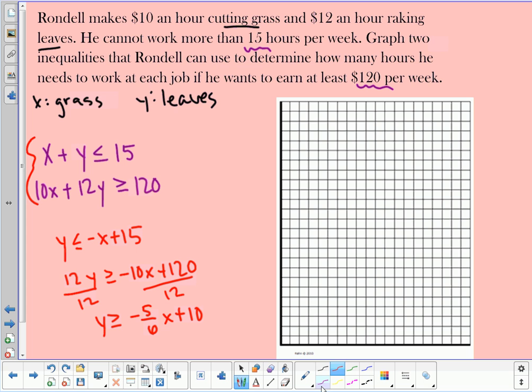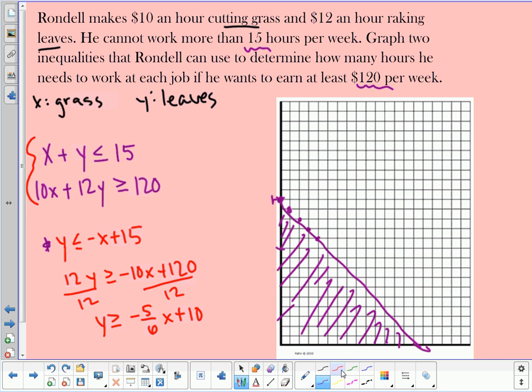All right, so I'll throw the first line up there in purple. I want a y-intercept of positive 15, so let's count up 15. 1, 2, 3, 4, 5, 6, 7, 8, 9, 10, 11, 12, 13, 14, 15. So there's my y-intercept for that one. And then I have a slope of negative 1, so down 1, right 1, down 1, right 1, down 1, right 1, and so on. This is a solid line. Kind of like that. And I want to shade below it.